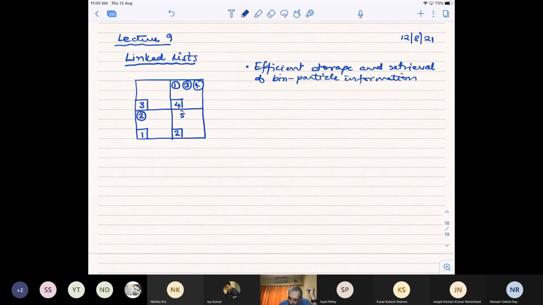Let's say 5 is here, 6 is here, 7 is here, 8 is here, 9 is here, and 10 is here. So the particles are all distributed. In bin 1 there are 3 particles, in bin 2 there are 2 particles, in bin 4 there are 5 particles, and bin 3 has 0 particles. Okay.